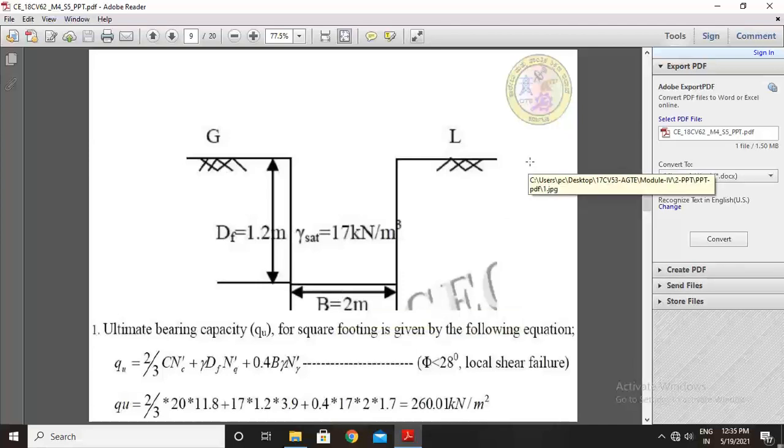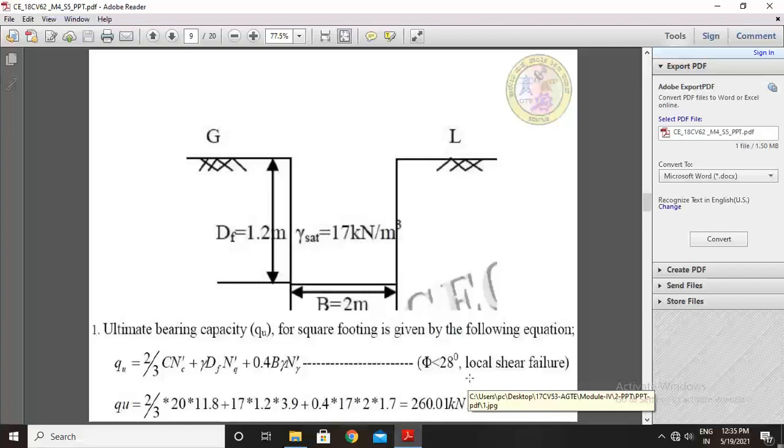Write the first step. The ultimate bearing capacity for a square footing is given by the following equation: Q = 2/3 C NC' + gamma Df NQ' + 0.4 B gamma N gamma'. This is for local shear failure if phi is less than 28 degrees. Then substitute the values in this equation.